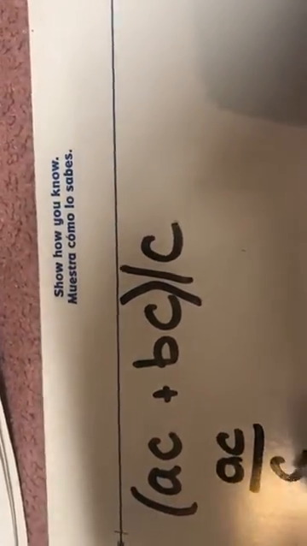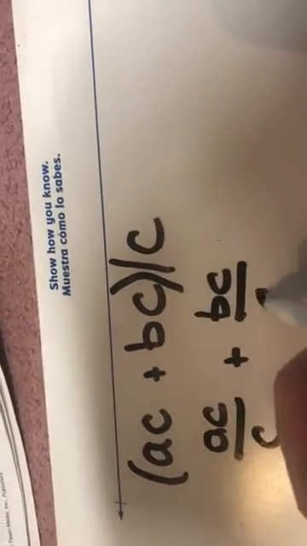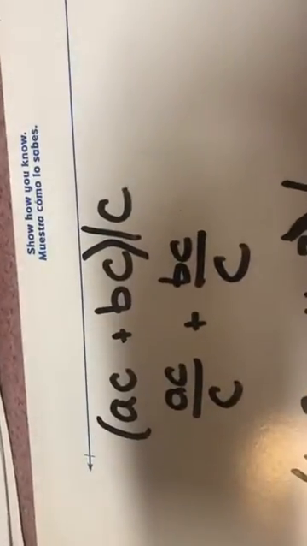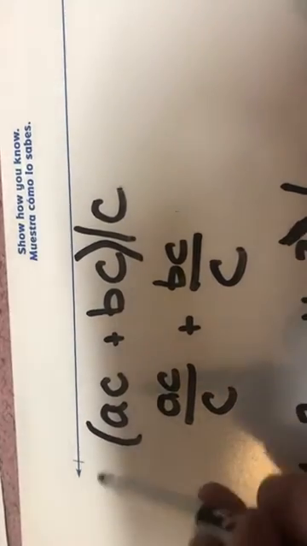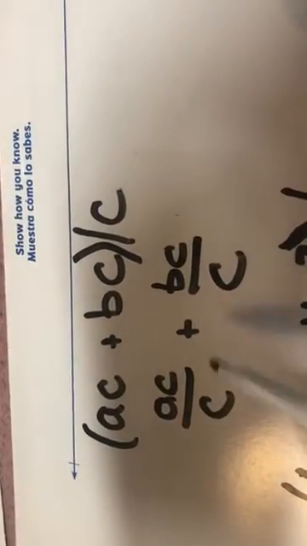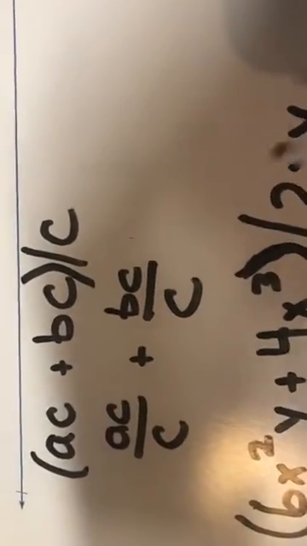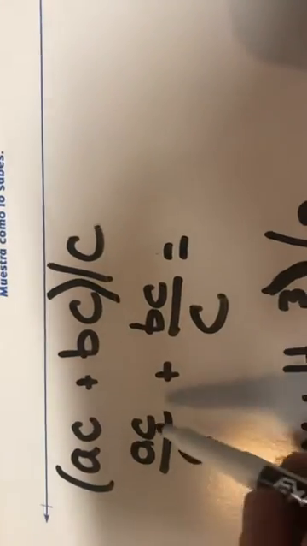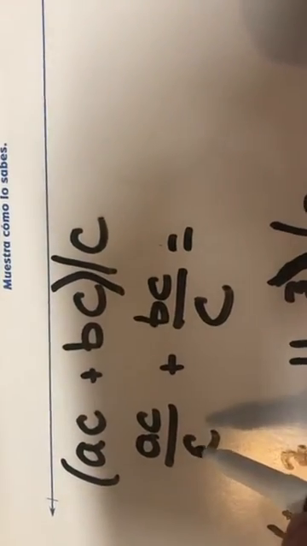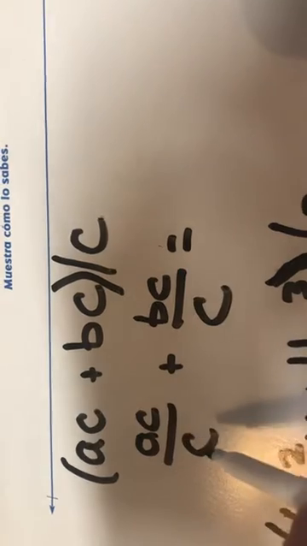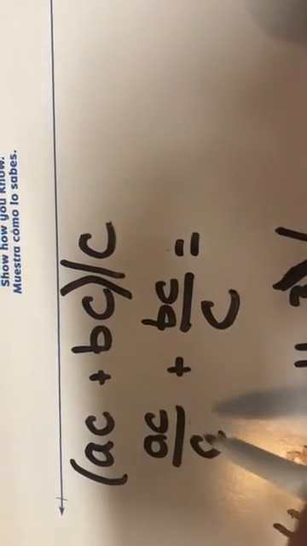To get you the idea, how this can eventually end up looking is AC divided by C plus BC divided by C. Hopefully you see what I did there. I just split that up, made those fractions both being divided by C. Pretty basic. If I do AC divided by C, I know that C divided by C is just going to be 1. Doesn't matter what C's value is. Whenever I take a number and divide it by itself, it equals 1.